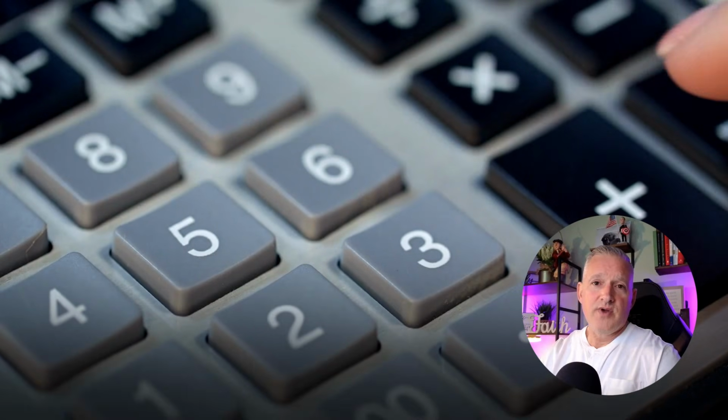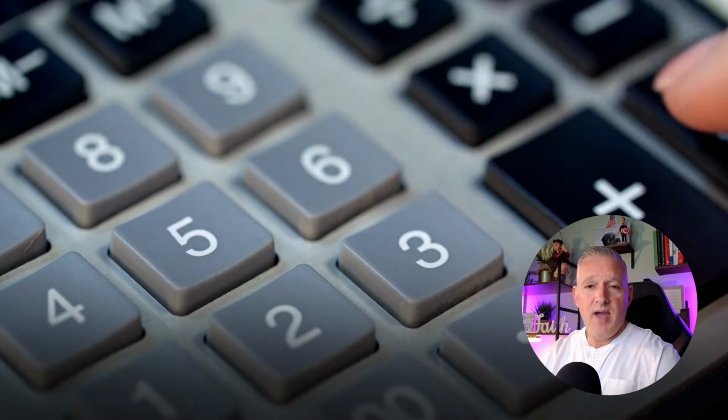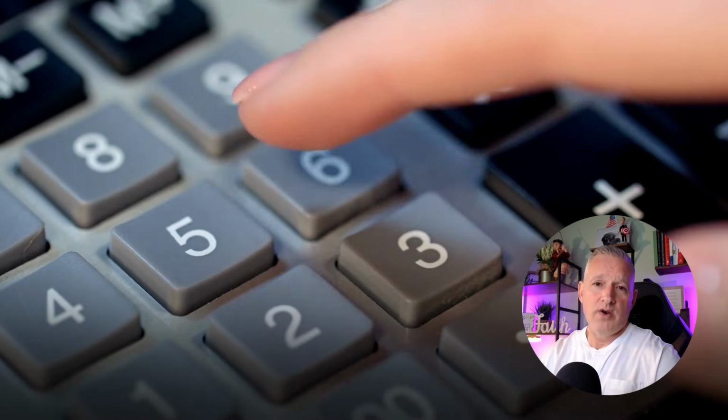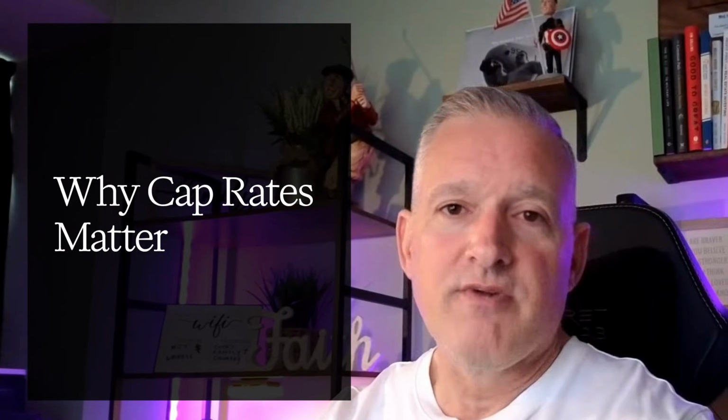Then you divide your NOI by that purchase price. The result is your cap rate. Cap rate is going to tell you how hard your property works before your debt service. Your debt service is your principal and interest, and that's it. That one idea matters because it separates the property from the loan.